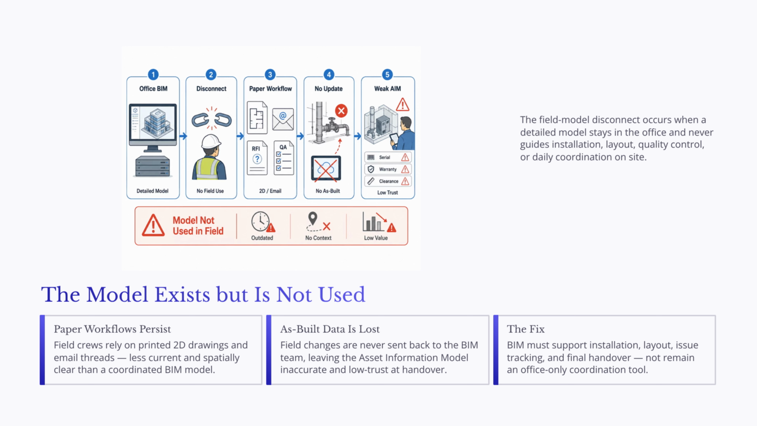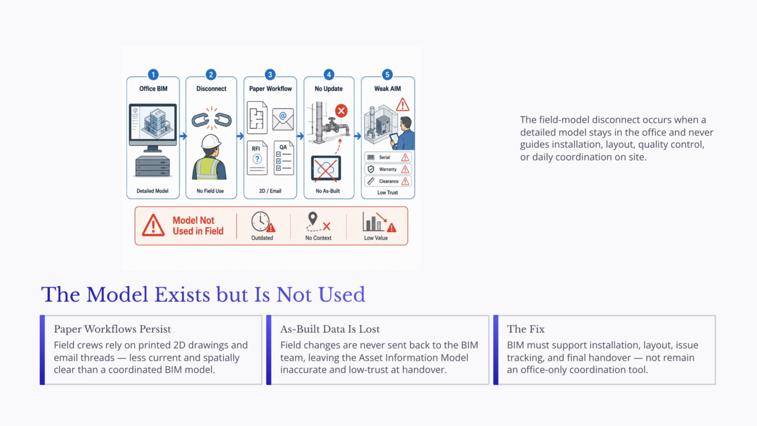During construction, field conditions often change. Equipment may be moved, access clearances may be adjusted, and actual installations may differ from the coordinated model. If these changes are not sent back to the BIM or VDC team, the final asset information model becomes inaccurate. This creates a low-trust handover resource.